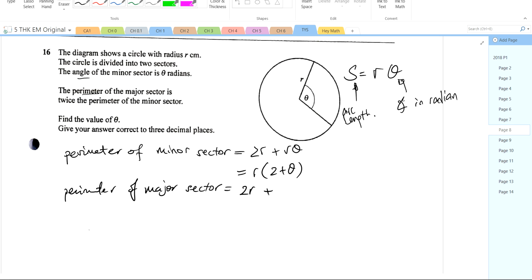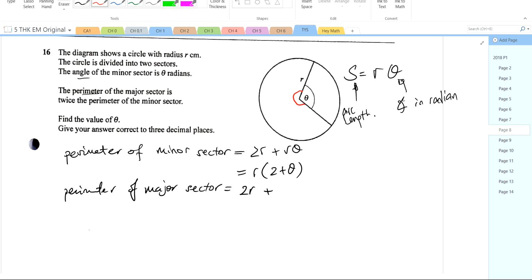2r plus, you need to think, it's in degrees, but theta is in radian. So you cannot combine degrees and radian together. You must convert. Which one will you convert? Do you know the conversion? Who needs recap? Raise your hand.